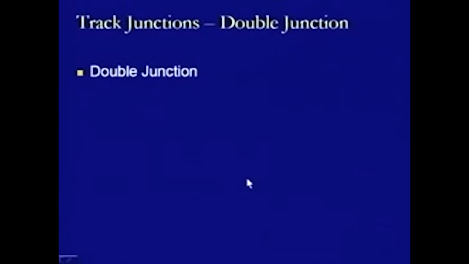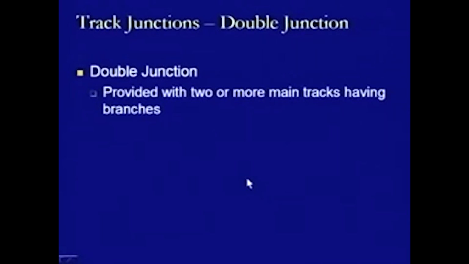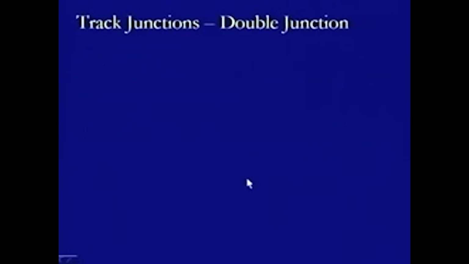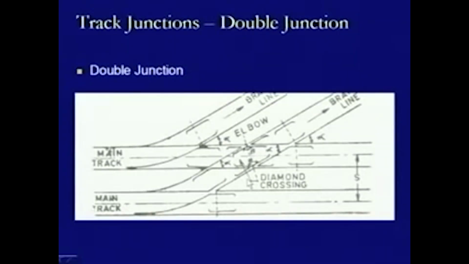Now, we come to the double junction. In the case of double junction, they are provided with two or more main tracks having branches, and it consists of turnouts and diamond crossing. So, we will be looking at its diagram, how it is done.